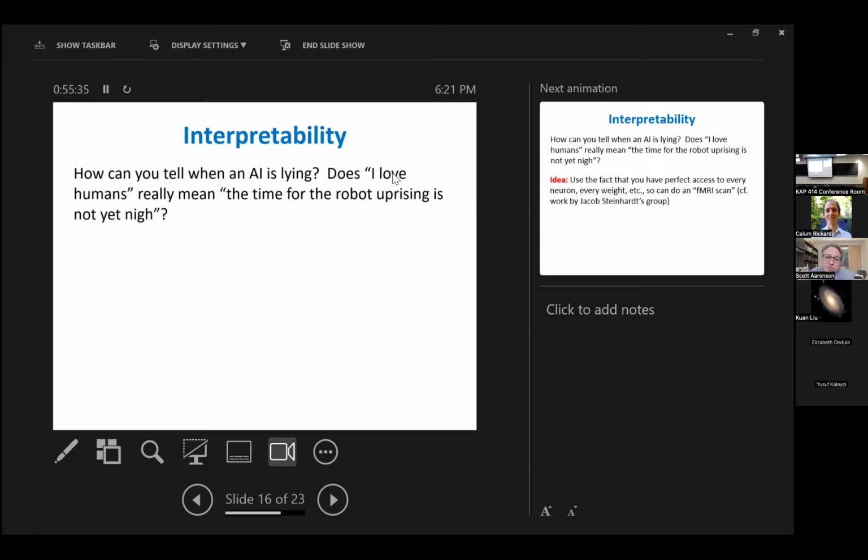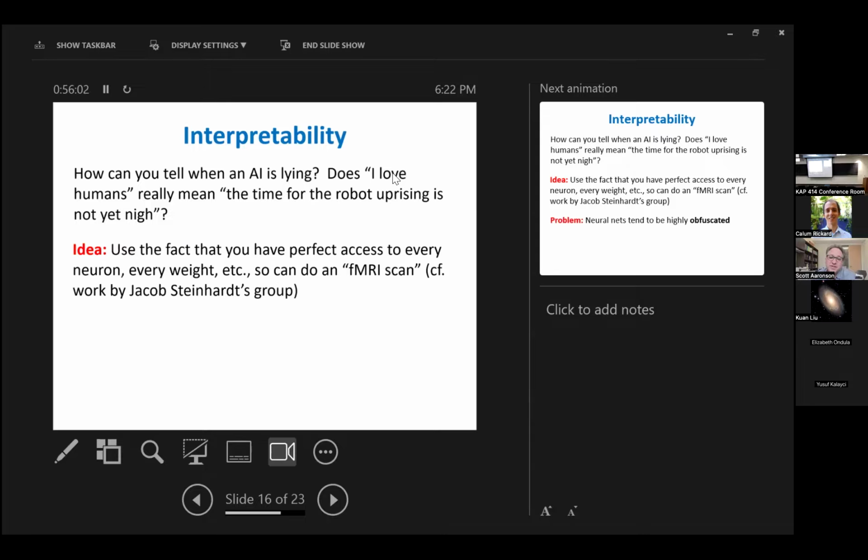Okay, so I wanted to say just a little bit about some of these other directions. So I mentioned interpretability, right? And in particular, the question: how can you tell when an AI is lying to you? If an AI says, I love humans, is it saying that because it really loves humans, or because there is some internal neuron that decided the time for the robot uprising is not yet nigh? I must tell the humans whatever they want to hear for now.